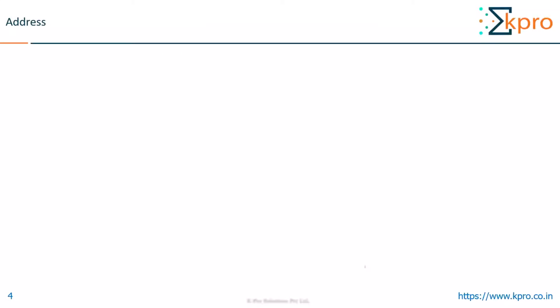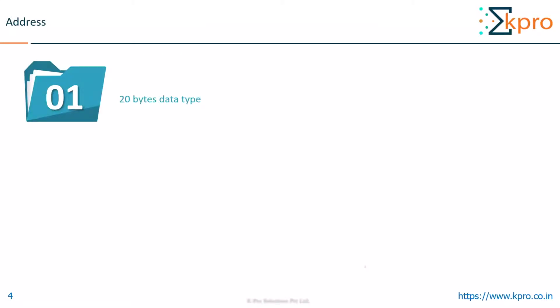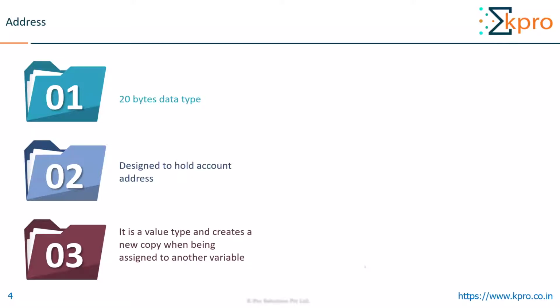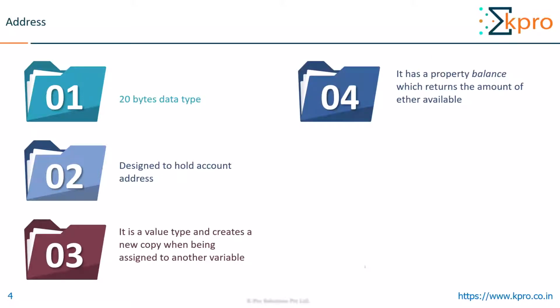Now let us talk about address. Address is a 20-byte data type. They are designed to hold 20-byte account addresses in Ethereum. Address is a value type and it creates a new copy when assigned to another variable. It has a property called balance which returns the amount of ether in that account.